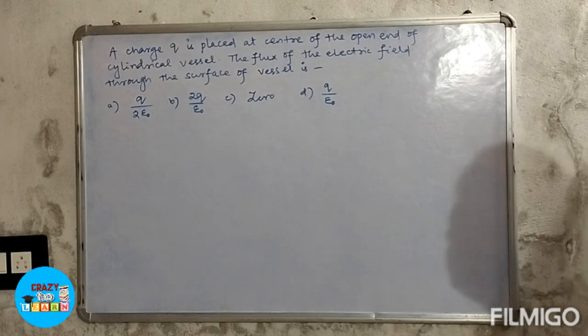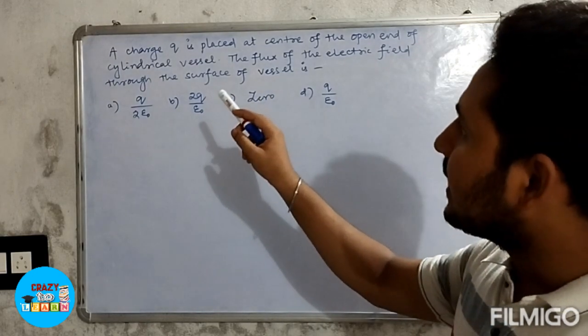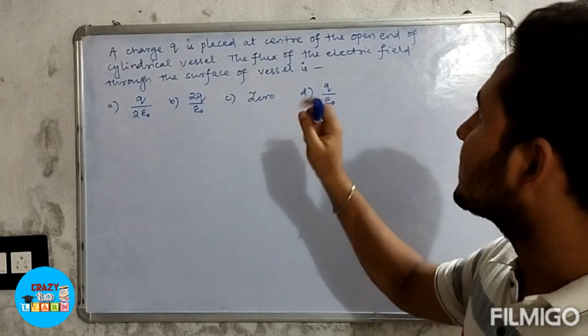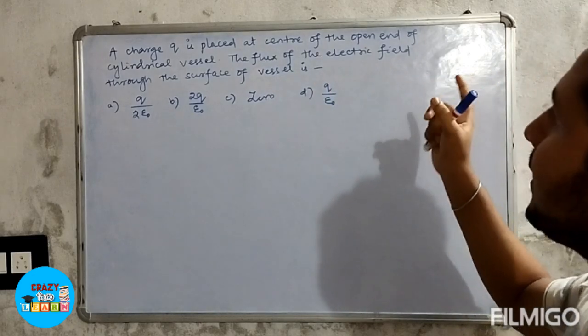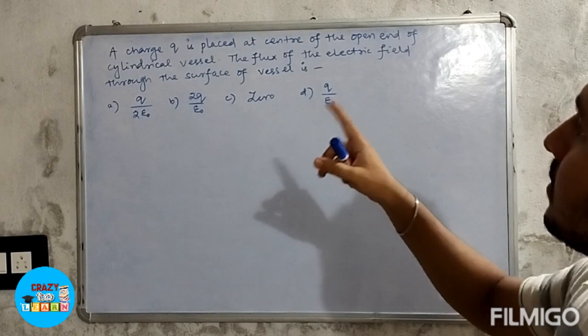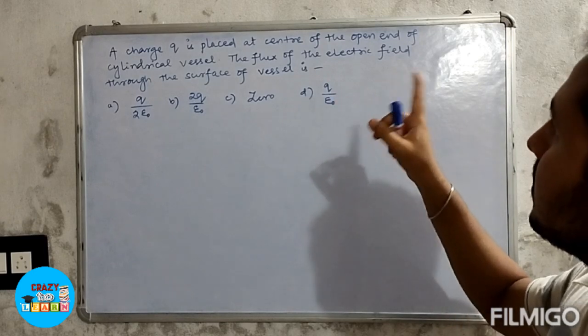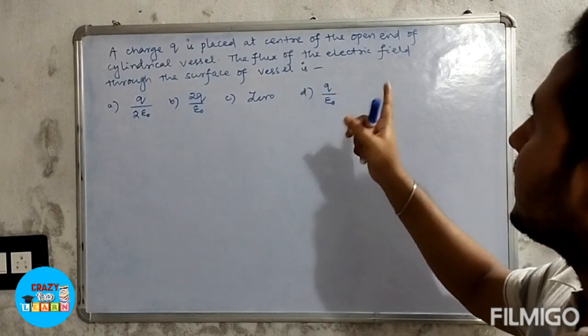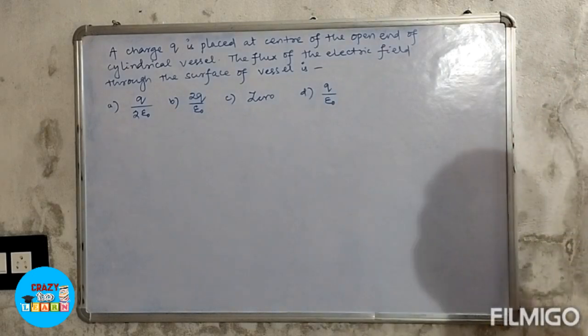Our next question is, a charge Q is placed at the center of the open end of a cylindrical vessel. The flux of the electric field through the surface of the vessel is?